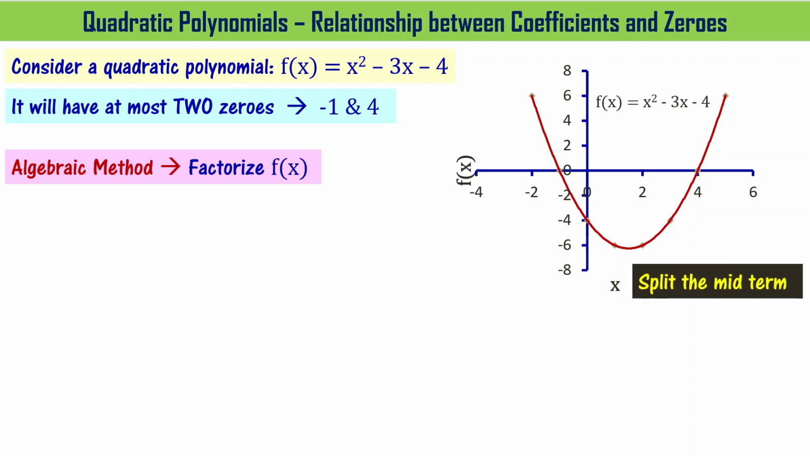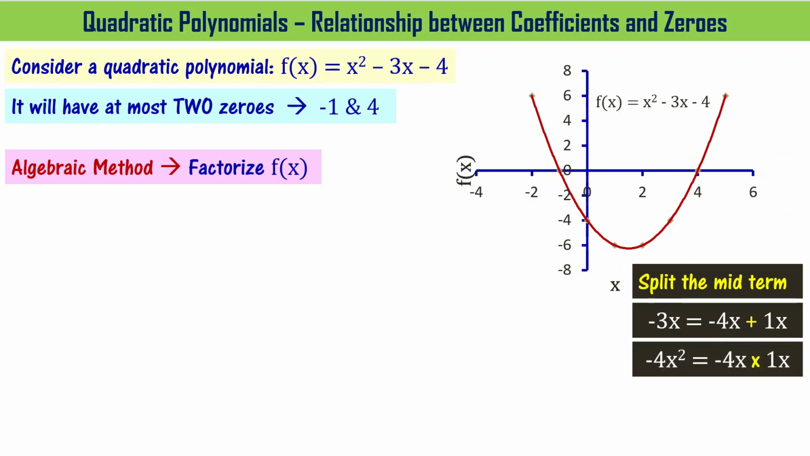Let us use split the middle term method to factorize f of x. The middle term in this case is minus 3x, right? Minus 3x can be written as minus 4x plus 1x. And the other two terms are minus 4 and x square, right? Their product is minus 4x square. So minus 4x square can be written as minus 4x times 1x. It means that f of x equal to x square minus 3x minus 4 can be written as x square minus 4x plus 1x minus 4. So we have split the middle term minus 3x as minus 4x plus 1x, right?